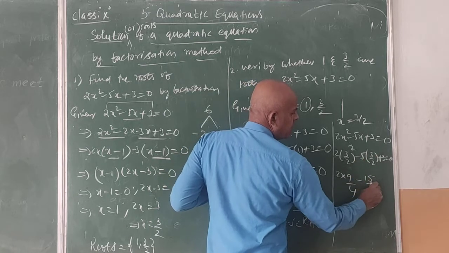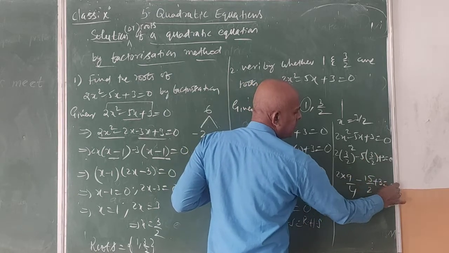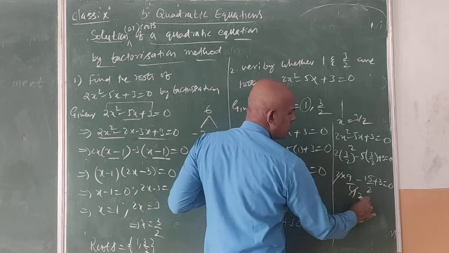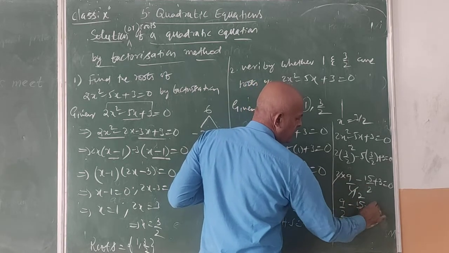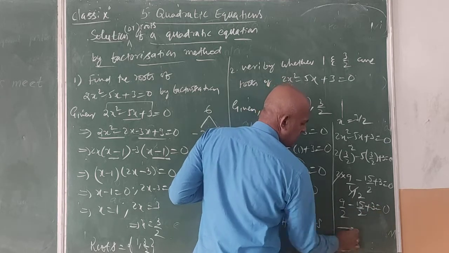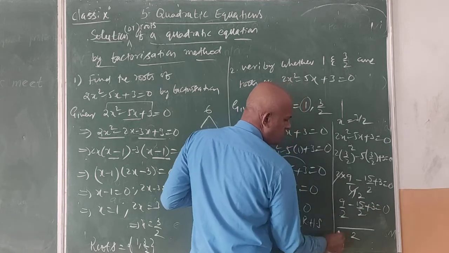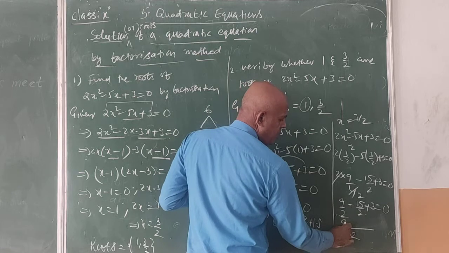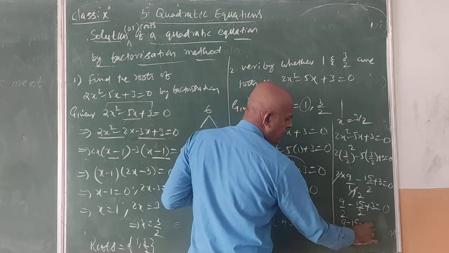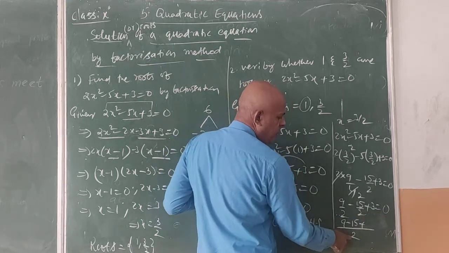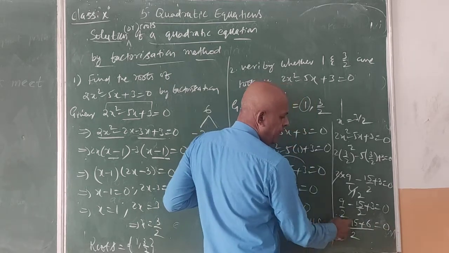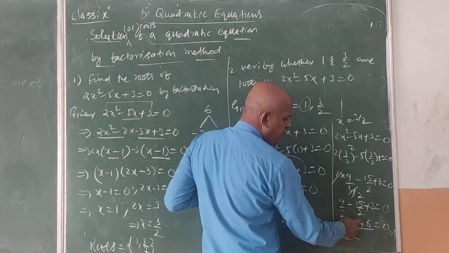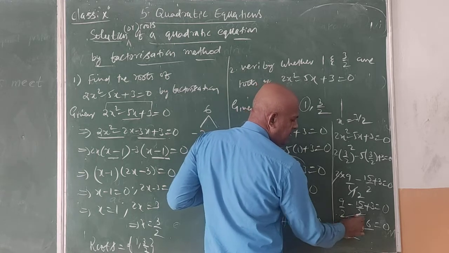Minus 5 into 3 is 15, so 15 by 2, plus 3 is equal to 0. 2 ones are 2, 2 twos are 4 cancel, so here 9 by 2 minus 15 by 2 plus 3 is equal to 0. For the LCM, when the denominators are the same we write 9 minus 15. When there is no denominator, we multiply with the 2: 2 into 3 is 6. So 9 minus 15 plus 6 is equal to 0.